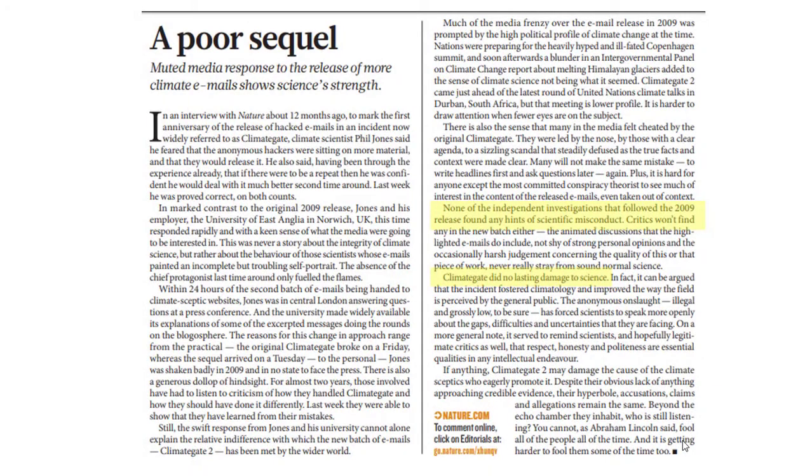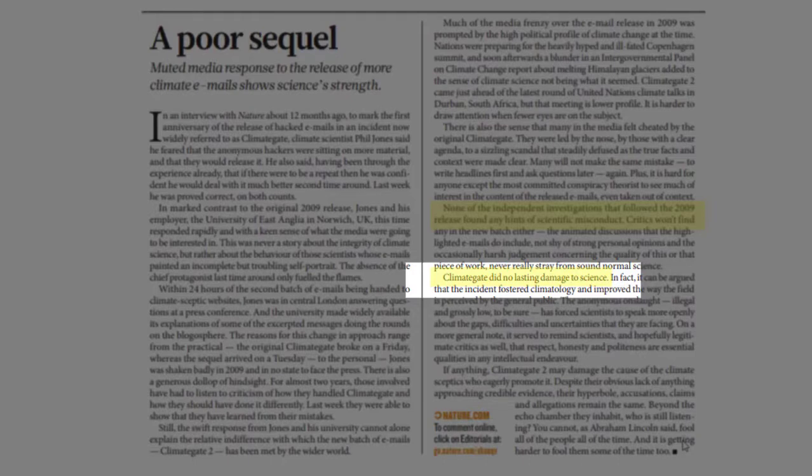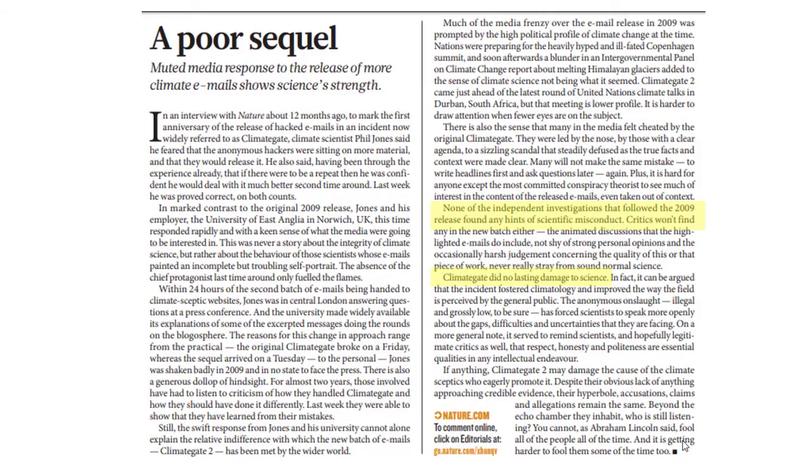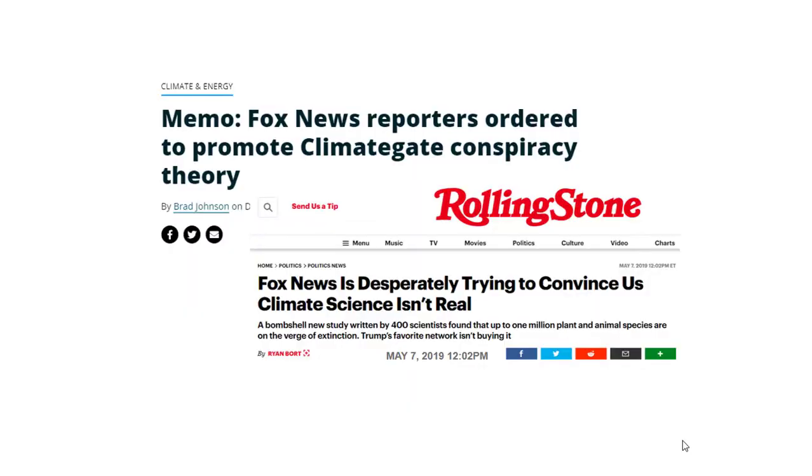Here's a Nature editorial on ClimateGate, with which I fundamentally disagree. In particular, that line: ClimateGate did no lasting damage to science. I disagree. In my view, ClimateGate cast a very long shadow, not just over climate science, but science as a whole. Here's a couple of examples.